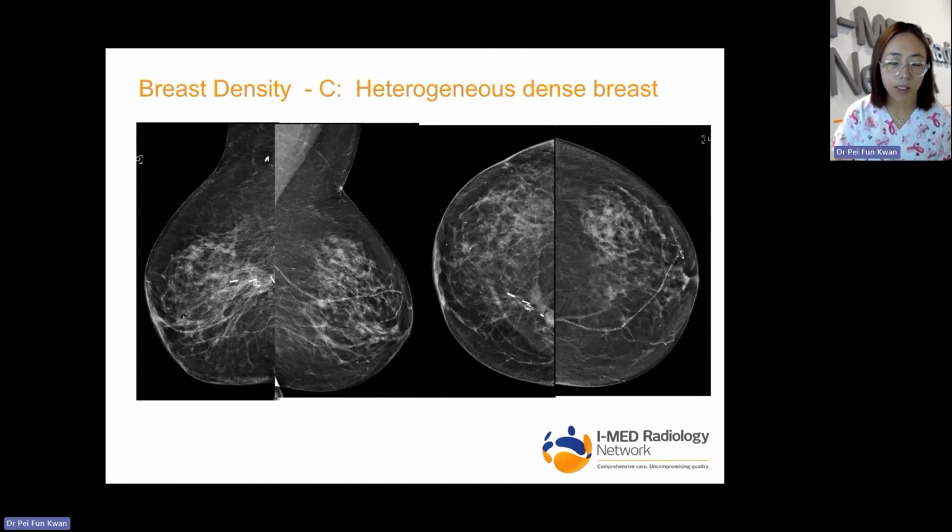So now we have breast density C. It is heterogeneously dense breast in both breasts. And you can see this patient had previous breast cancer with surgical clips in the right breast, some axillary surgical clips from previous axillary dissection or sentinel node biopsy. In the left breast, it's just scattered heterogeneously dense breast. Vascular calcifications, these are benign, just very busy.